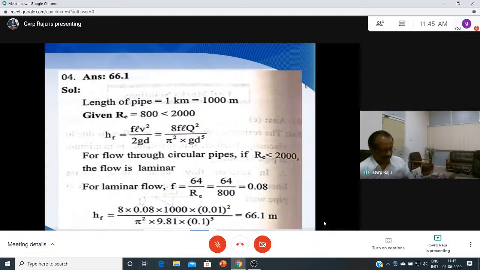This is the problem. He has given the length of the pipe. Length of the pipe is 1 kilometer, and the Reynolds number is 800. That means, as it is less than 2000, the flow is laminar.